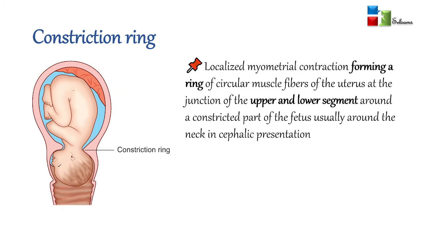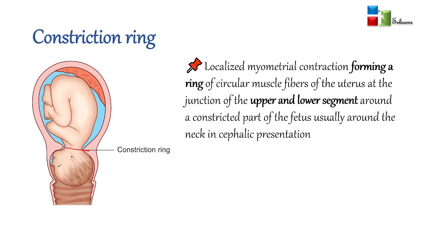So what is it? It is a localized myometrial contraction. Localized means it is not throughout the uterus, it is only in one part. A localized myometrial contraction forming a ring of circular muscle fibers of the uterus, particularly at the junction of the upper uterine segment and the lower uterine segment. So there is a constricted part over here, especially at the neck part.